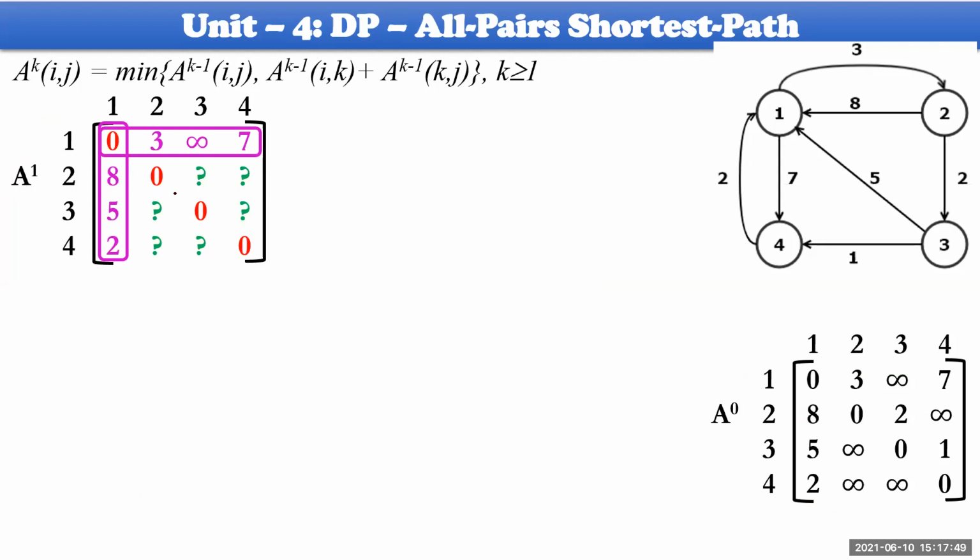So therefore, they are called zeros. And all the remaining values, whatever I have marked with a question mark here, need to be identified. Right away, from A power 0, the value of this one is 2. The value of 2 comma 3 is 2. Is there any lesser cost than this 2? We have to identify. Is there any lesser cost than infinity? We have to identify. Here also infinity, here also infinity. So we have to identify.